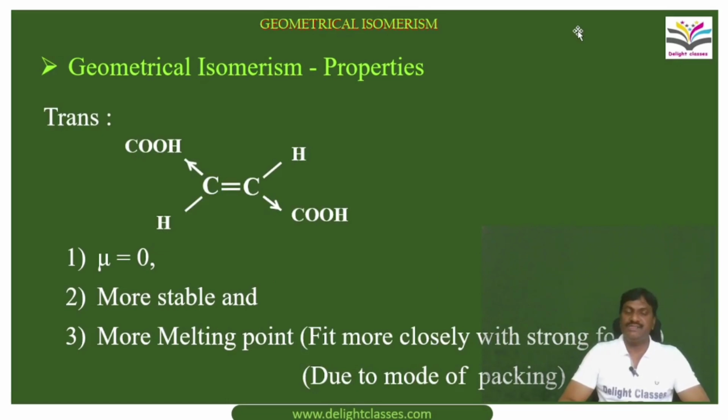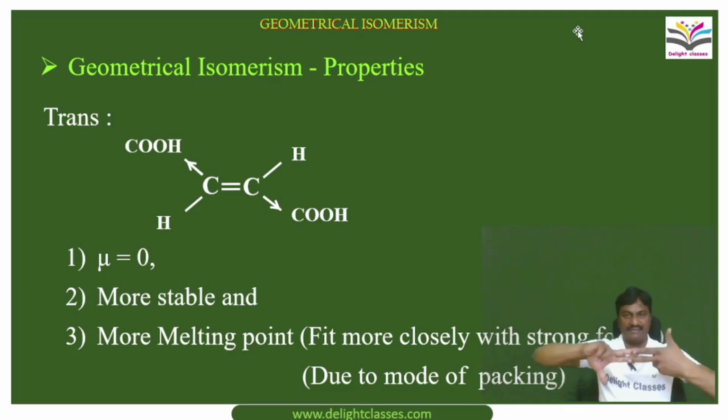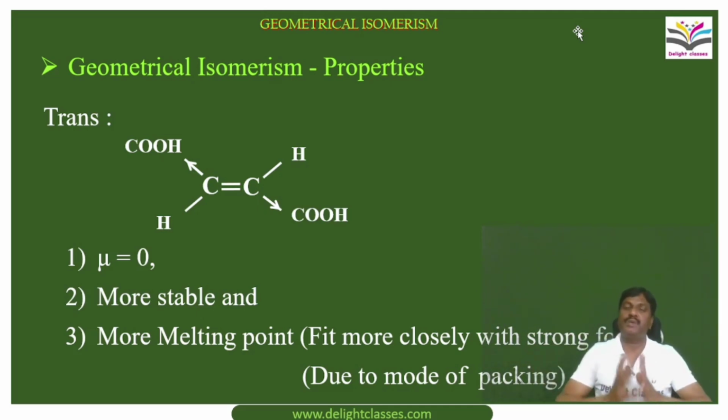Now, in geometrical isomerism, trans isomerism. In trans, the dipole moment is equal to 0. Why? They are on opposite sides, so the dipole moment is equal to 0. How could you say that? They are pulling in opposite directions. They are more stable. Stability is more. The trans is more stable than cis. These are closely packed. That's why melting points are more. It requires more energy to break the bonds.